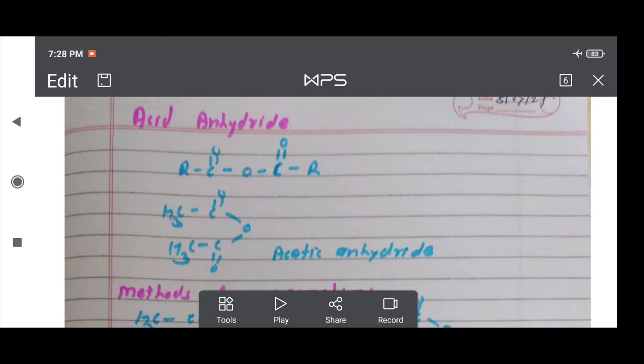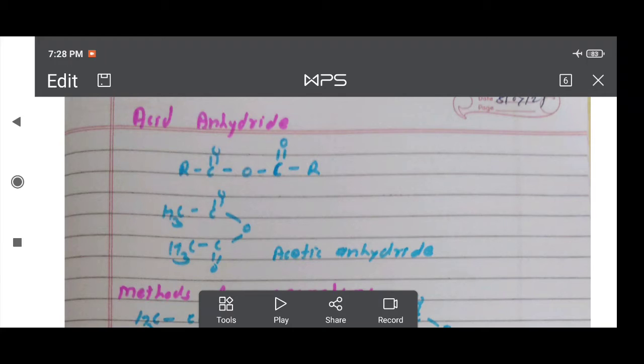Then I am showing the general formula for acid anhydrides: RCOOCOR. Acid anhydrides are named by adding the word anhydride after the IUPAC name of the acid. Two molecules of acetic acid release a water molecule, forming acetic anhydride. The IUPAC name of acetic anhydride is ethanoic anhydride.